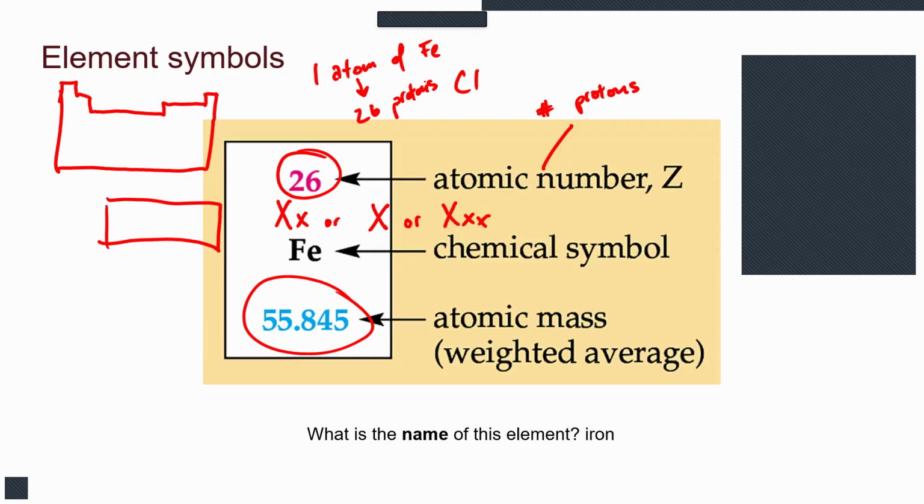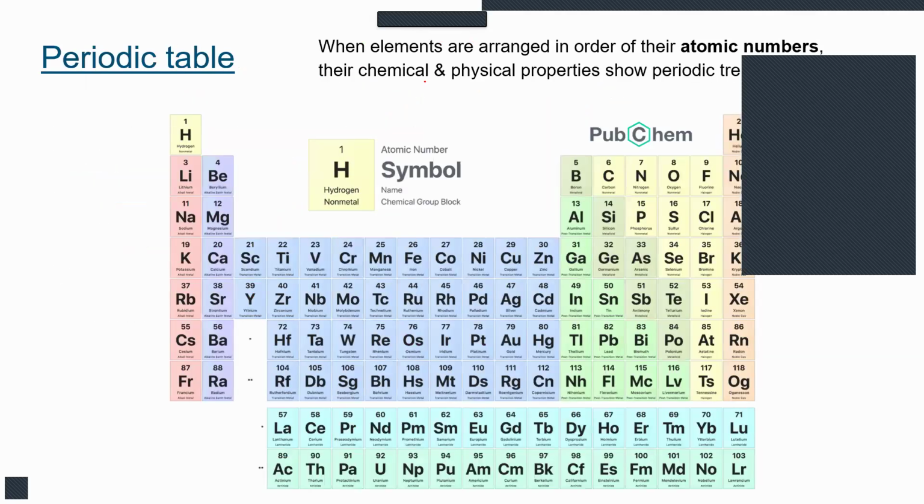So if you have an equal number, and this is an important part of chemistry, if you have an atom that has 26 protons and 26 electrons, what is the charge of that atom? 0. Those charges cancel one another out. If it has something that's positive and something that's negative, they cancel one another out. Okay, now we'll move on from that.